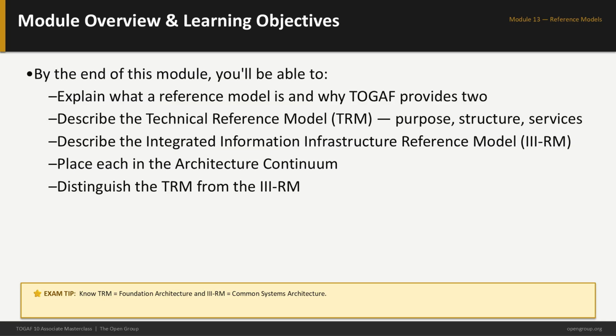Here's the plan. You'll explain what a reference model is and why TOGAF provides two. You'll describe the technical reference model, its purpose, its structure, and its services. You'll describe the 3RM. You'll place each one in the architecture continuum. And you'll be able to tell the two apart cleanly. The single most important thing to lock in is this pairing: the TRM is a foundation architecture, and the 3RM is a common systems architecture.